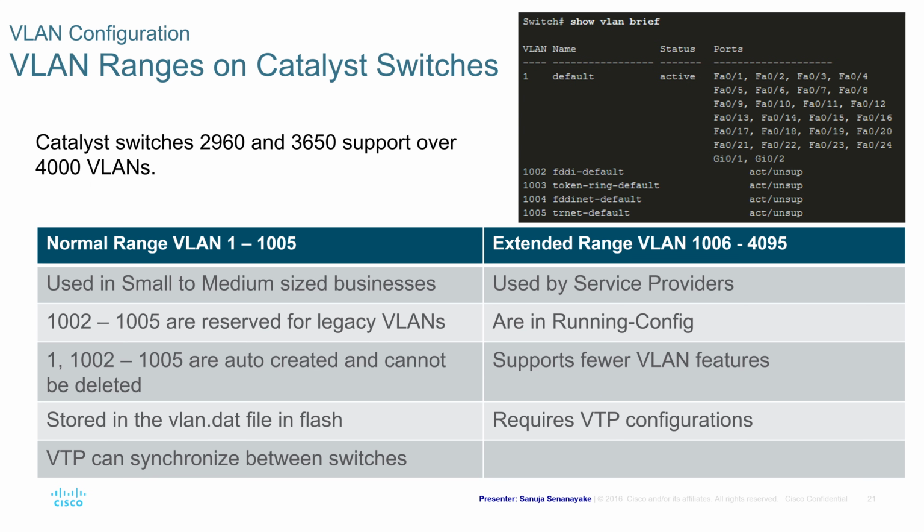So that information, the only thing you need to remember is that the normal range includes 1 to 1005, and these are the features of that range. Then we have the extended range VLANs, which start from 1006 to 4095. They are used by service providers such as ISPs and are in the running configurations of Cisco devices and switches, support fewer VLAN features compared to the normal range VLANs, and require VTP configurations, and without them it won't be able to communicate.